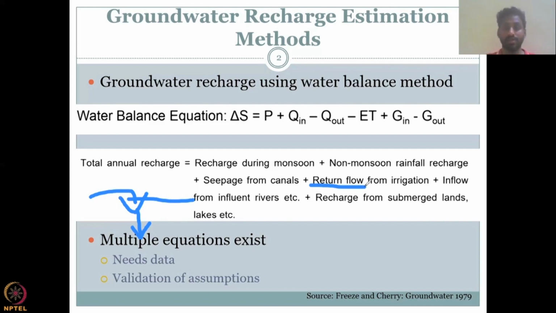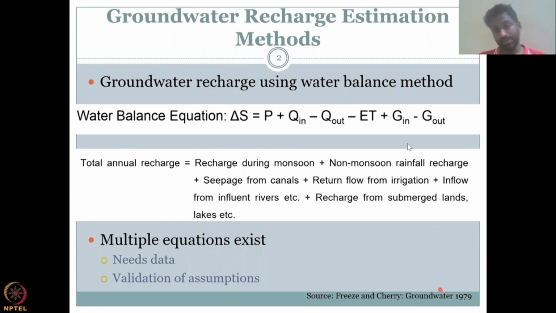Inflow from influent rivers, etc. When rivers flow, the water can be lost to the groundwater. We saw the losing stream, gaining stream concepts, etc. Recharge from submerged lands, lakes, etc. So all these water bodies that are inside the land can also give recharge. So all this can be estimated using a mass balance approach. In this first mass balance, it is looking at the hydrology of the entire watershed, whereas in the second, it is total annual recharge, which is a summation of the individual recharges. Some of these can be calculated using data, some of these could be estimated, but it is good to have data for everything.